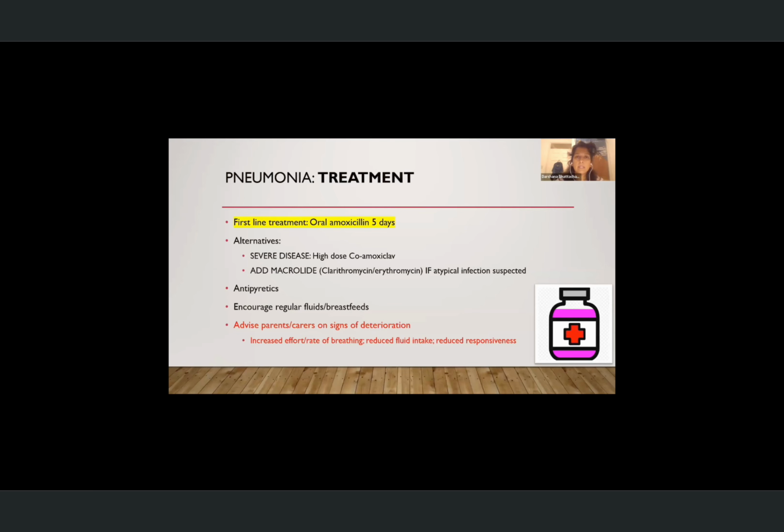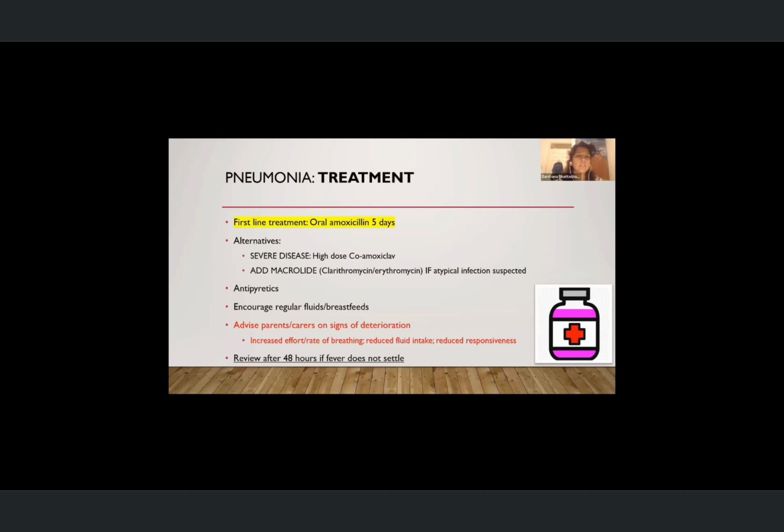Give parents advice on signs to look out for to bring the child back, such as increased effort of breathing, reduced fluid intake, including more vomiting or reduced responsiveness. And good practice is to review the child 48 hours later if the fever does not settle.